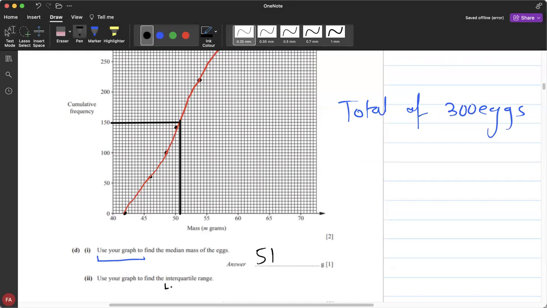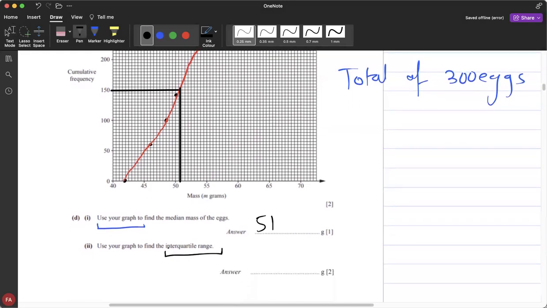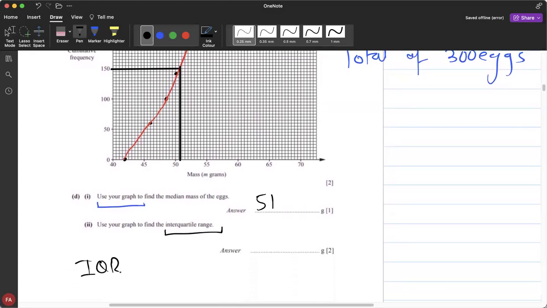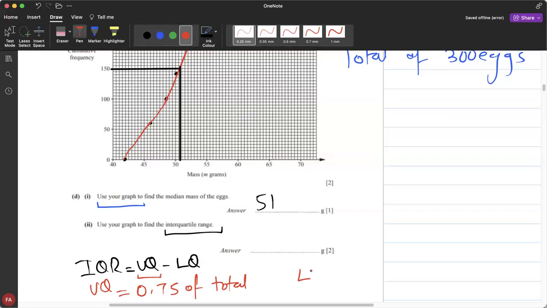In a similar way, the next part of the question says to figure out the interquartile range. What does that mean? Interquartile range means upper quartile minus lower quartile. Upper quartile, so there are different ways of explaining upper quartile. Some people say it's 3/4 of the total value. Again, I feel a little more comfortable with decimals, so I'm just going to say that's 0.75 of the total. That's how I can define upper quartile. In a similar way, I can define lower quartile as the 25% or 0.25 of the total.